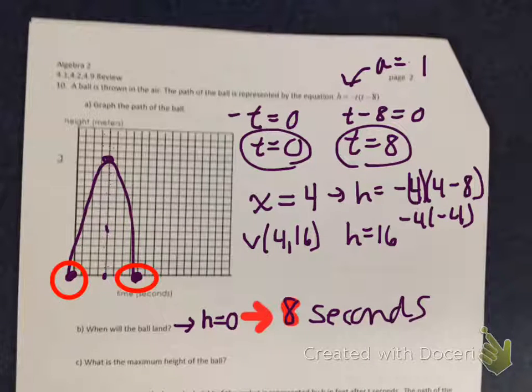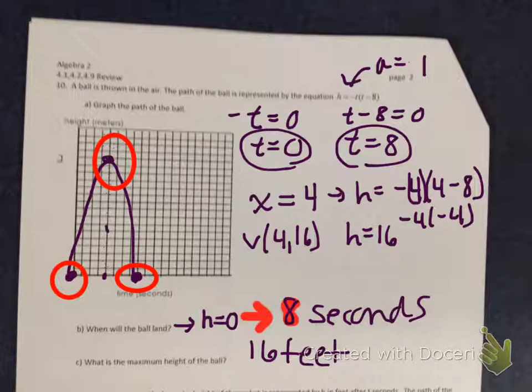And then it says, what is the maximum height of the ball? And that's right there at our vertex. And the maximum height of the ball is 16 feet. Pause this, rewatch it again if you have any questions. Write down specific questions for me. I can try to quick answer on Monday if you didn't understand this.